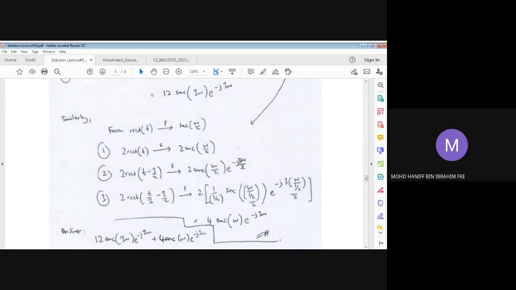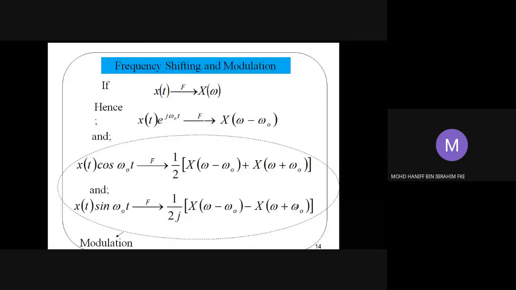Right, so let's have a look at this example. Okay, the next properties to be covered in this lecture are frequency shifting and modulation.